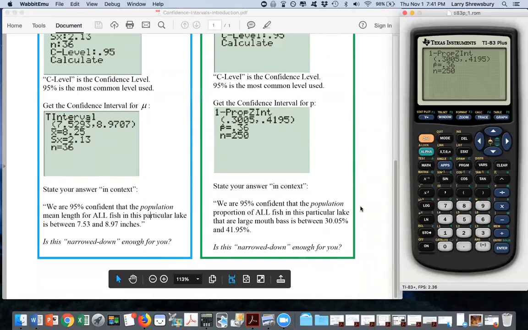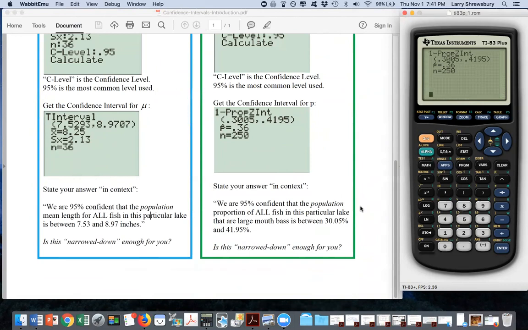We're 95% confident the population proportion of all fish in this particular lake that are largemouth bass is somewhere between 30.05% and 41.95%. So notice when you're dealing with categorical data, your lower bound and upper bound are actually percentages. Well, of course, because we're trying to estimate a percentage, a proportion. So keep that in mind. The confidence interval's lower bound and upper bound are always percentages.